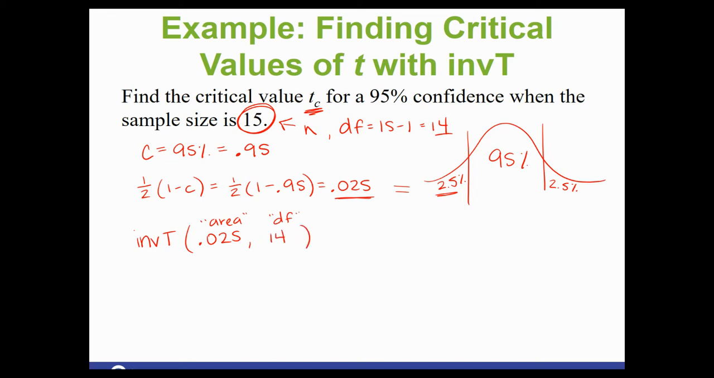So we type in our area, our degrees of freedom, we click enter, and we get our t_c. Your calculator will show it negative, but it's both positive and negative of that number, 2.1448. And again, for this whole PowerPoint, we are using 4 decimals for each one of our answers. So we have rounded this off to 4 decimals. That is your critical value.